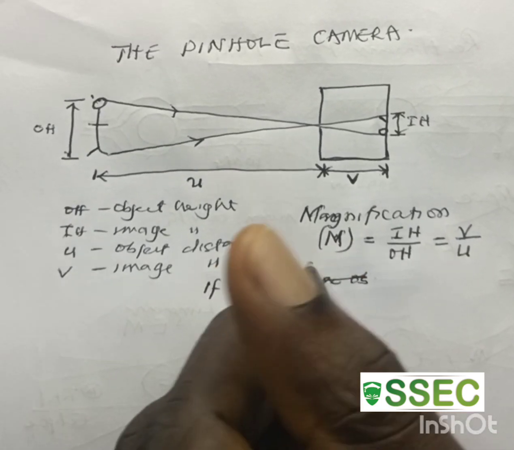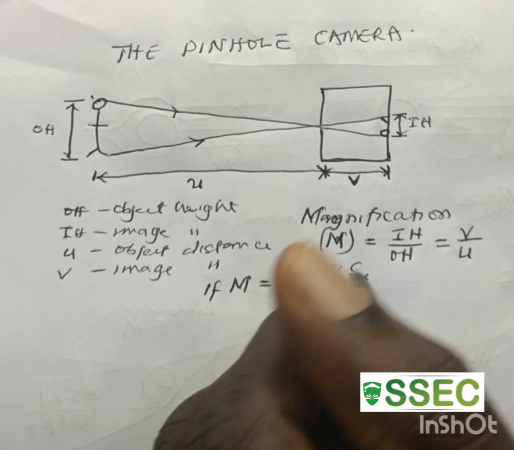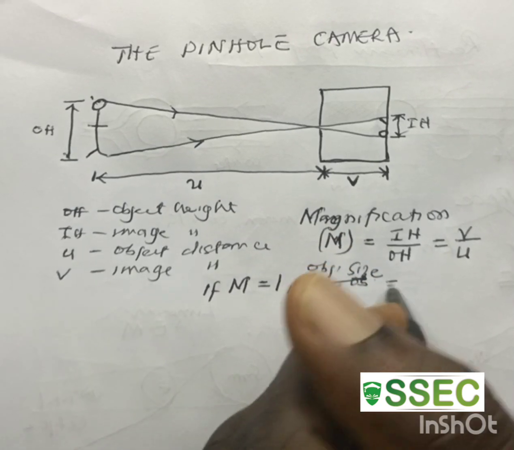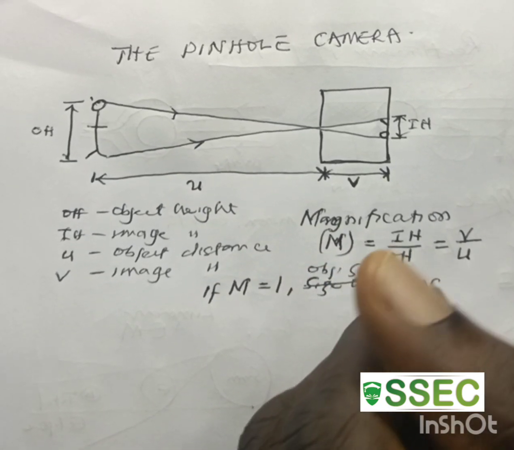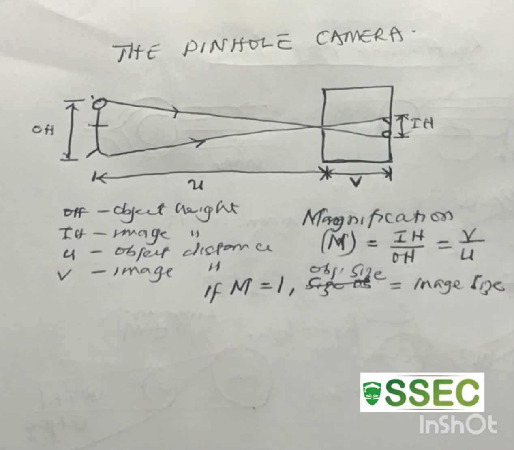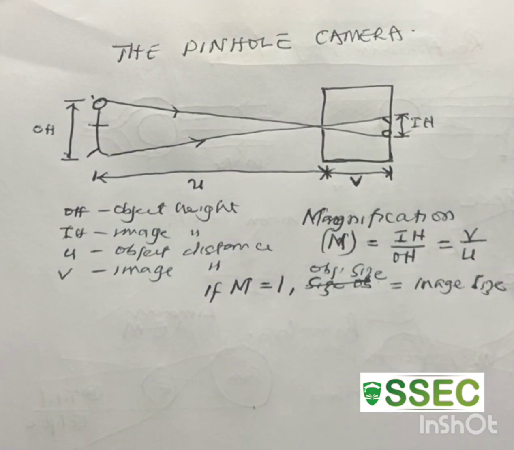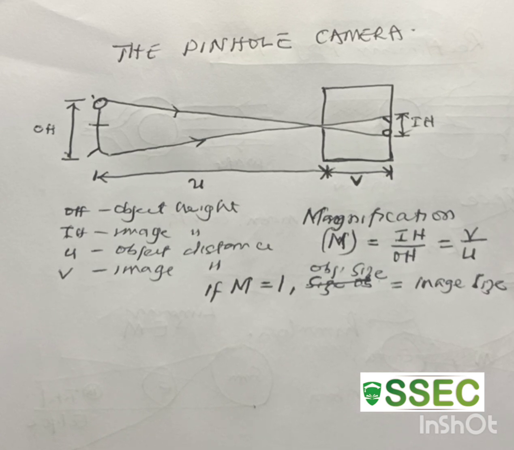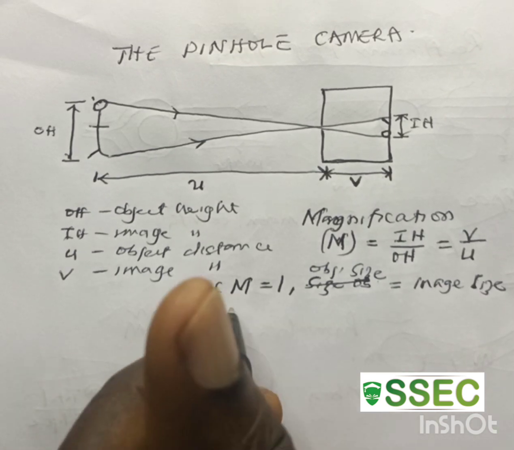It means the object size is the same as the what? As the image size. So the size of the object outside the camera is the same thing as the size of the image in the camera, if your magnification is 1.